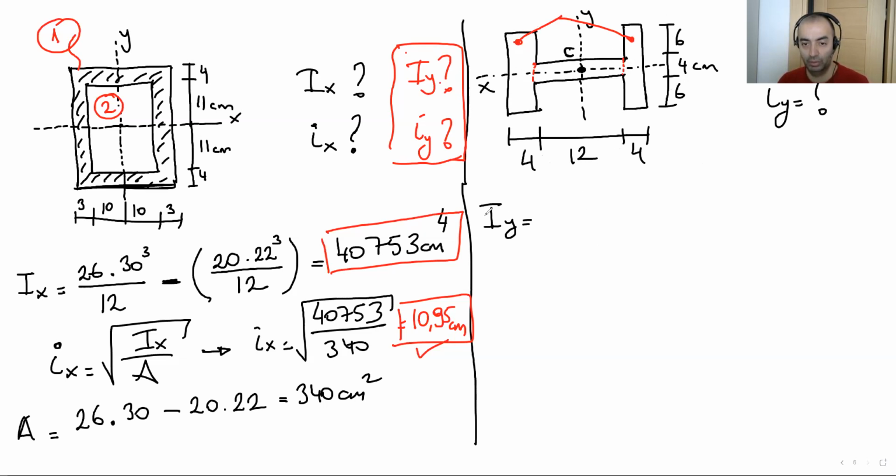Let's do it. So for the y-axis, which one is parallel? Parallel is this. Okay, which one is? This is parallel. So here, 16 times perpendicular 4.